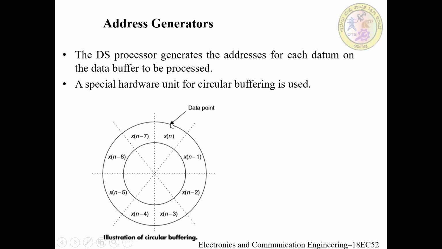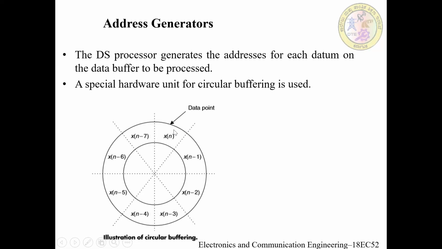You can observe here 8 data samples, x of n, x of n minus 1, x of n minus 2, x of n minus 3, x of n minus 4, x of n minus 5, x of n minus 6, and x of n minus 7. So there are 8 data samples. In circular buffering, a pointer is used and always points to the newest data sample.